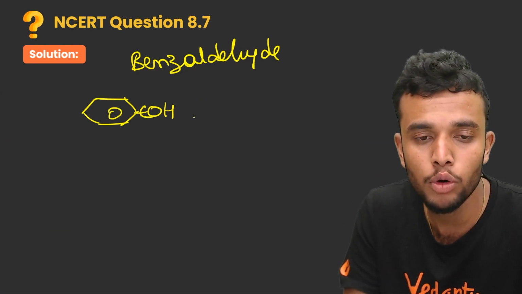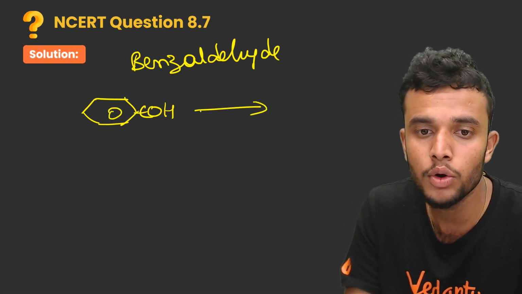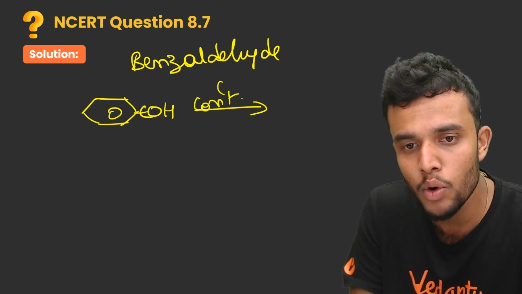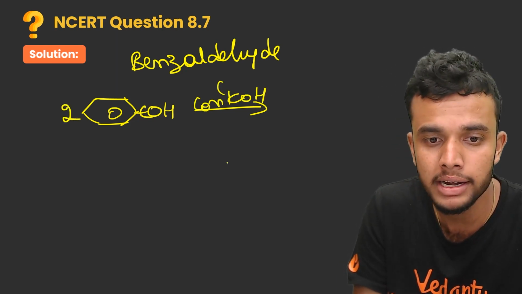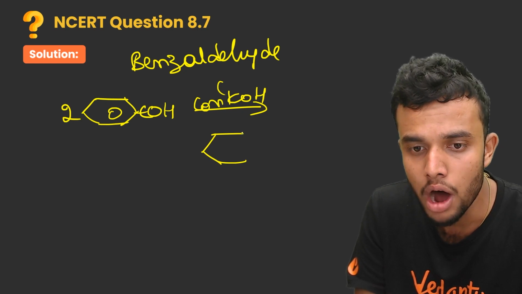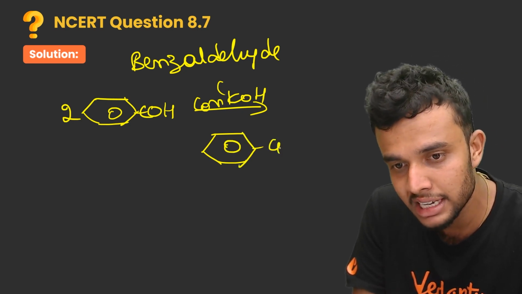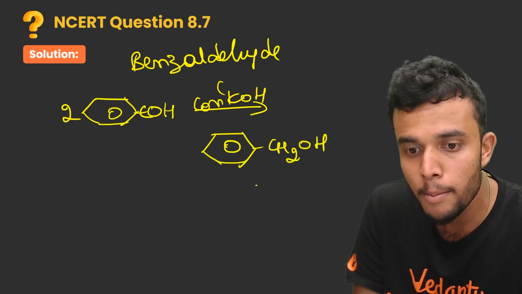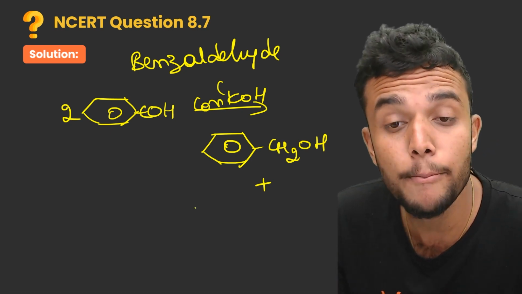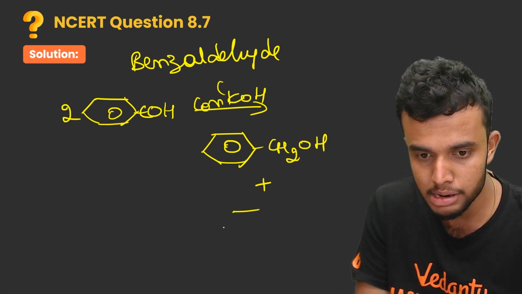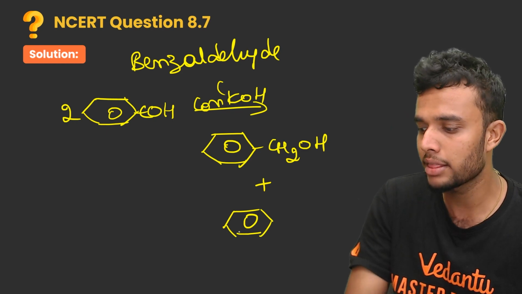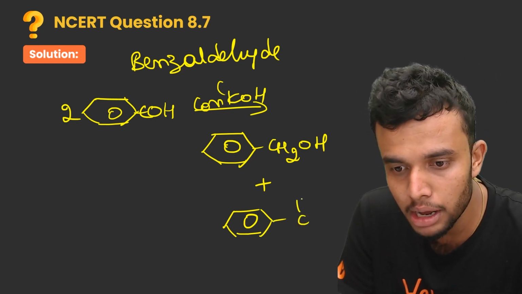Benzaldehyde is nothing but a CHO group. It undergoes reaction with concentrated KOH. Okay, students, with these 2 compounds, what does it yield? It yields benzyl alcohol. Benzyl alcohol is nothing but a CH2OH group with potassium benzoate. Potassium benzoate is nothing but a benzyl group with C double bond O.